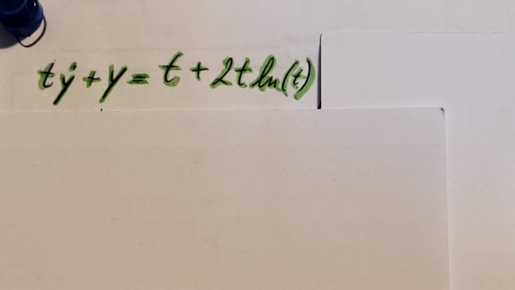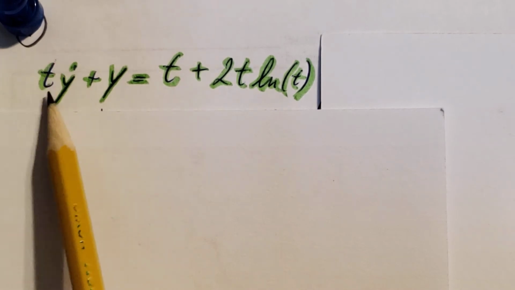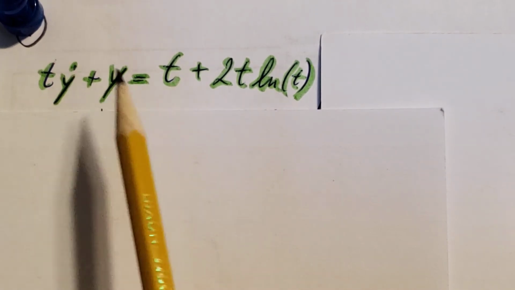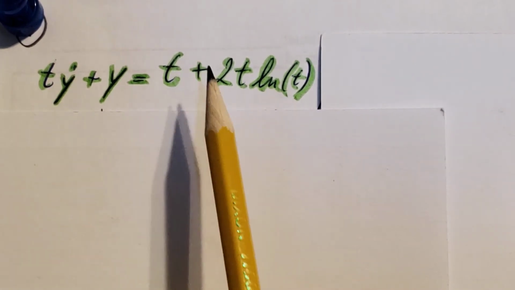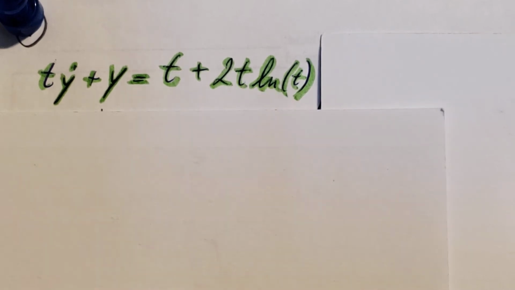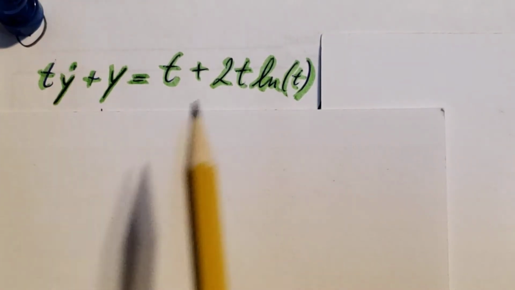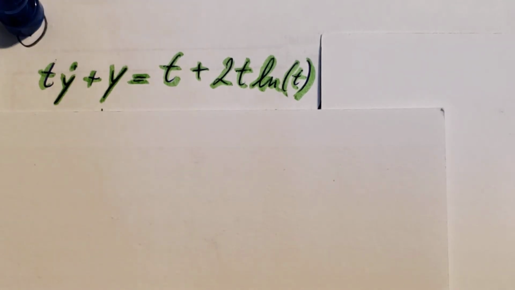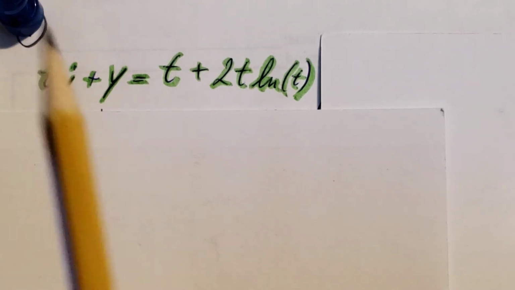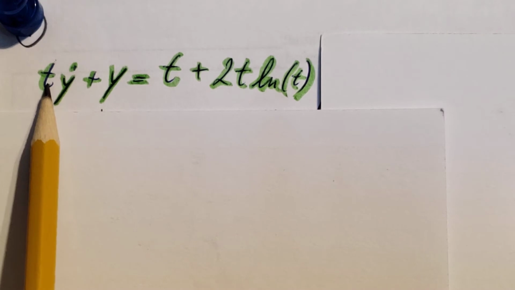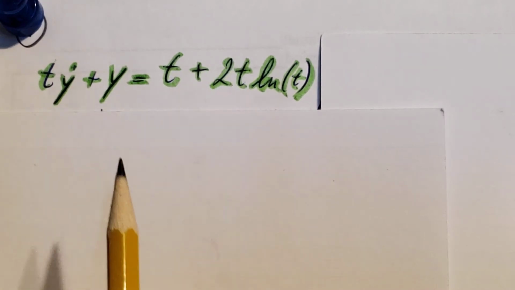Alright, we are working with a differential equation, and it's t y prime plus y equals t plus 2t ln t. Alright, well, at first it might look pretty menacing because you could think that, oh, we have variable coefficients and all kind of crazy stuff. But let's take a look. We have a t here, here, and here too.